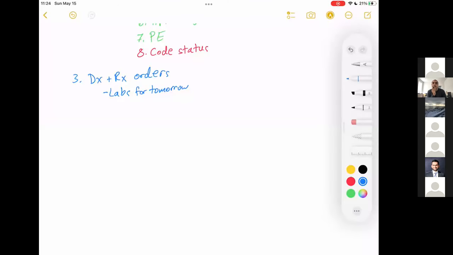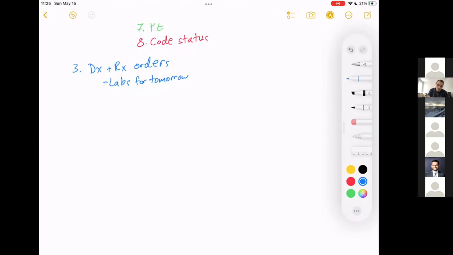A lot of the time, it's going to be these labs that you're going to order for tomorrow, which means you're going to have to learn how to place orders for tomorrow. For example, on Epic, it's T plus one day, or now plus one, which means now plus one day, and it places the order for tomorrow instead of for today. So remember, the orders you're going to end up placing for most patients are going to be either a CBC plus a basic metabolic panel, or a BNP plus others.